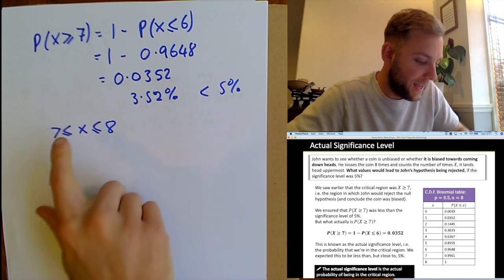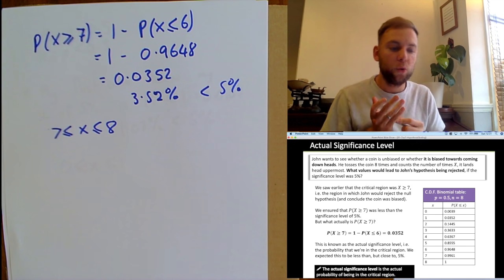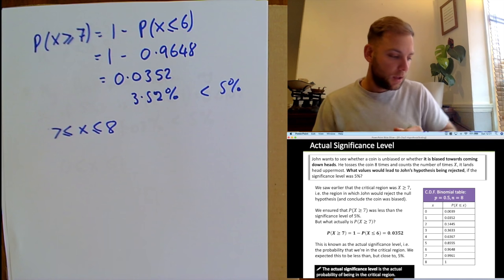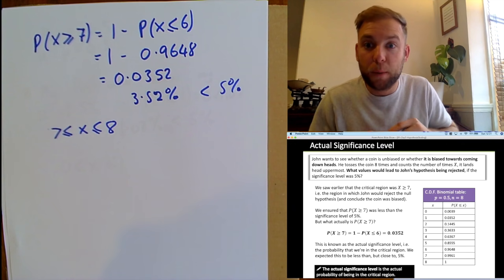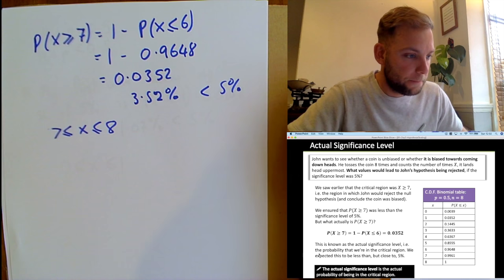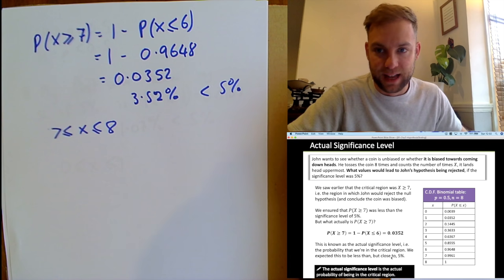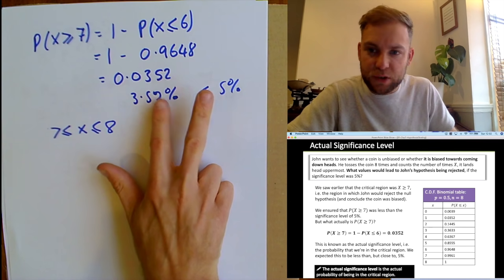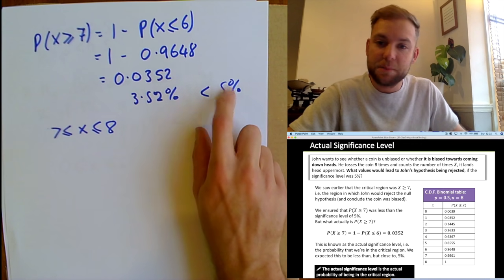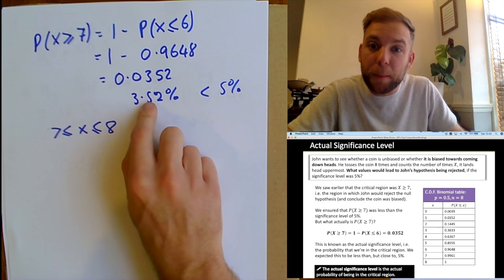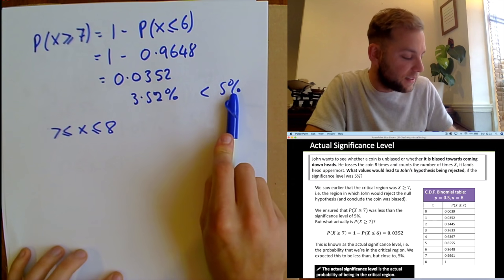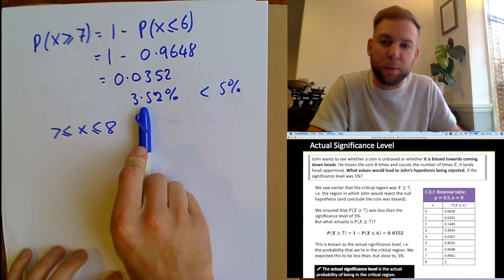What we've looked at here is the 7 and 8, but we can also find out the actual significance level. The actual significance level is the probability of it actually happening. We've set the critical region as 5%, but there's a big difference between 5% and the 3.52%. This is my critical region. This is the probability of it actually happening, and there's no in between.